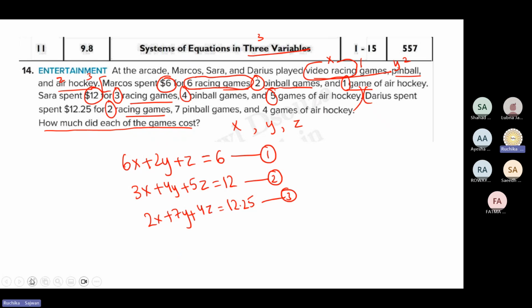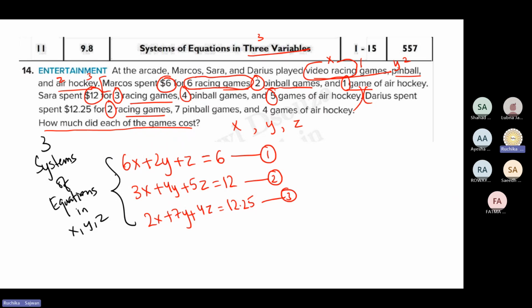So this is the most important step, my dear girls, where I convert the word problem into a system of 3 equations. I number these equations 1 to 3, and these have 3 variables x, y, z. And once we are able to write in this form, we can easily do elimination and substitution to get our answers.